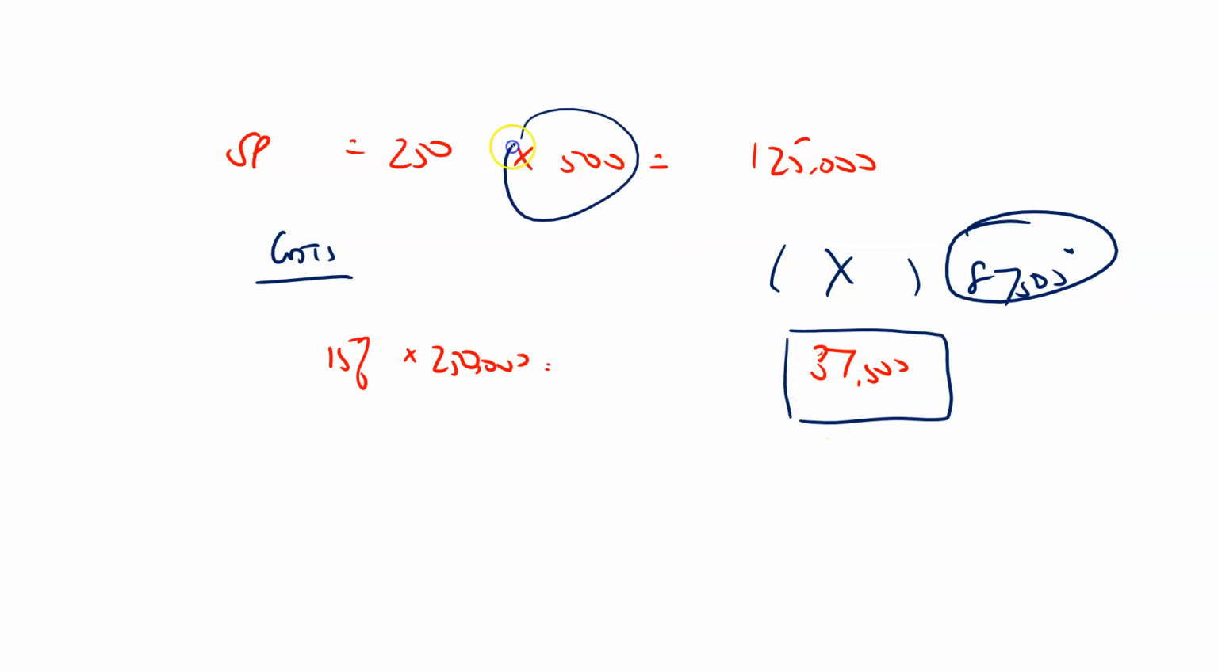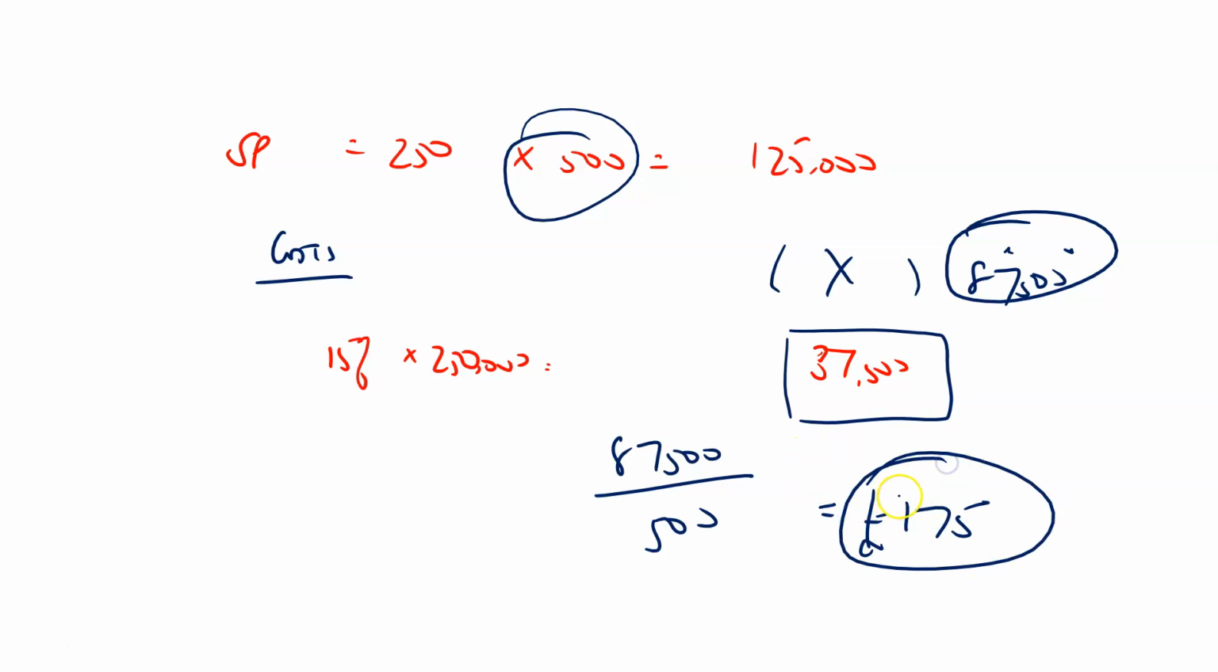You're making 500 units, so if that's the cost in total, that means that the cost per unit is 87,500 divided by 500, which takes you nicely to 175. Sorry, 175 pounds per unit.